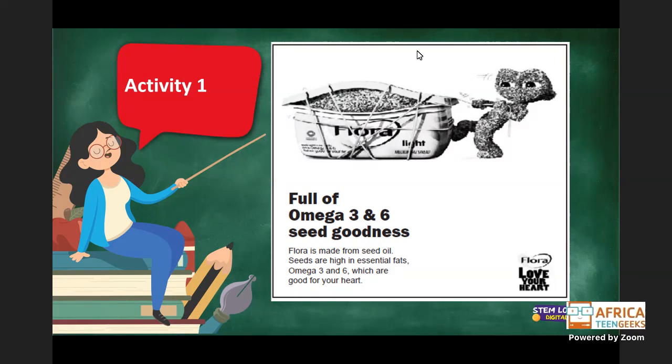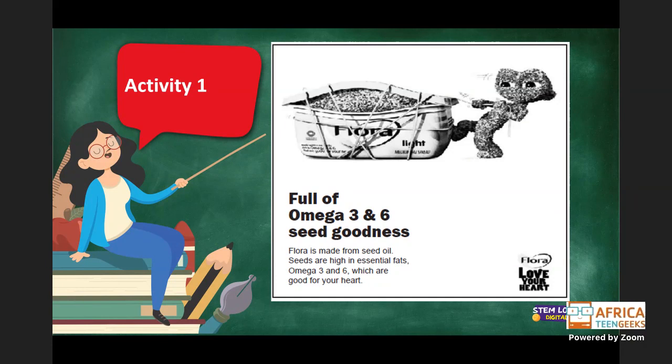Okay. So then anything else that you're able to pick up from this? And also, okay, so we see something there. Yeah, so there's a slogan and logo there. Yes, and also that Flora, love your heart. It's quite persuasive, isn't it? So it says a lot.